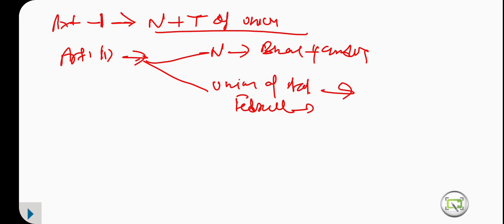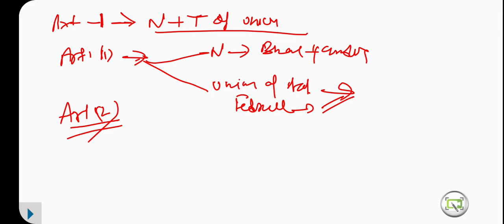If you look at Article 1 clause 1, then we found that it talks about two things. First, the name of our nation, that is Bharat and India. Second, it says that our country shall be a union of states, not a federation of states. What does it mean? It means that our country is a union of states.